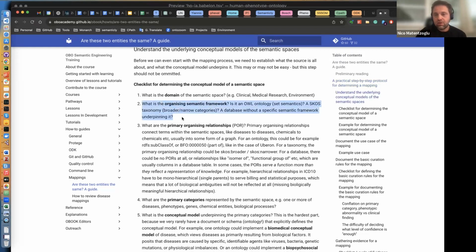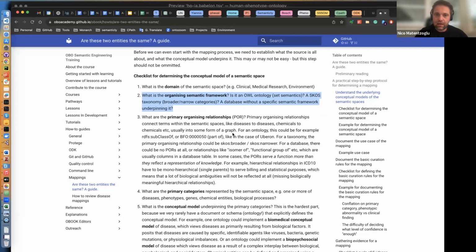The next is to determine the organizing semantic framework. So in case it's an OWL ontology, then it's an OWL ontology. So that's one kind of organizing semantic framework. Then we have SKOS taxonomy, but many of the semantic spaces we deal with actually don't have a specific semantic framework underpinning them. But even in these cases, we really at least write down, okay, this is a database, and we have maybe some semantic schema associated with this database, which would even help us understand the intended conceptual model underlying it, or even just a normal database schema.